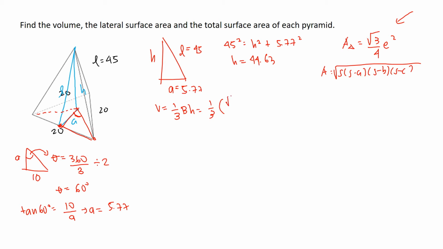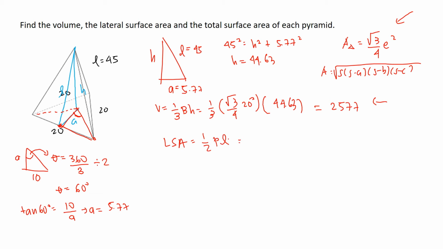Okay? So you have here square root of 3 over 4, that's 20 squared. How much is your height? Already solved, 44.63. So solving for the volume, how much do we get? 2577. That's the volume. Okay? So, that's it for the volume answer. For the lateral surface area, it's easy, class.